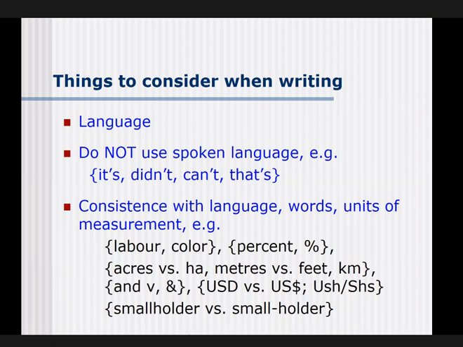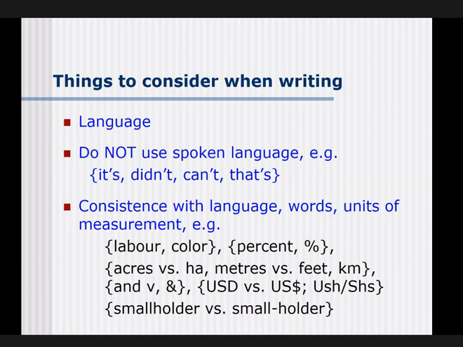Number two, do not use spoken language for writing. There is spoken language and then there is written language. For example, it's instead of it is, didn't, can't, that's. All these are examples of spoken language. But when you are writing, do not use these spoken languages. Use it is, did not, cannot, that is. Please avoid spoken language as used in written language.